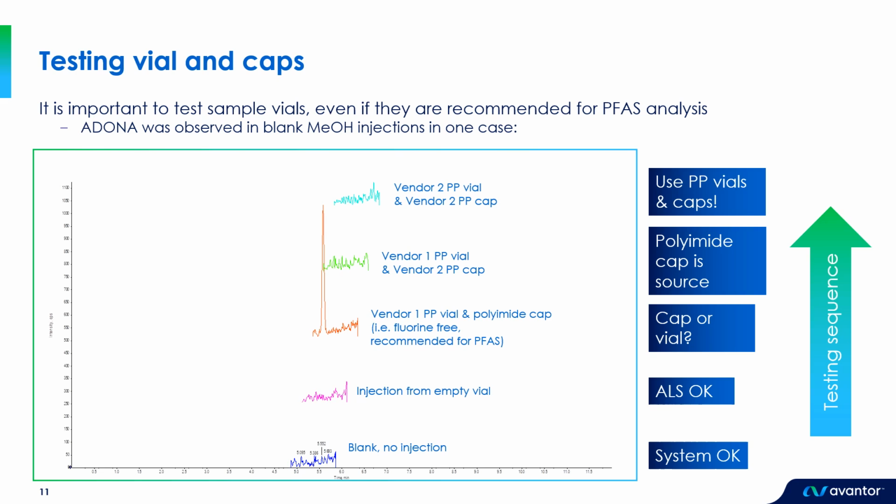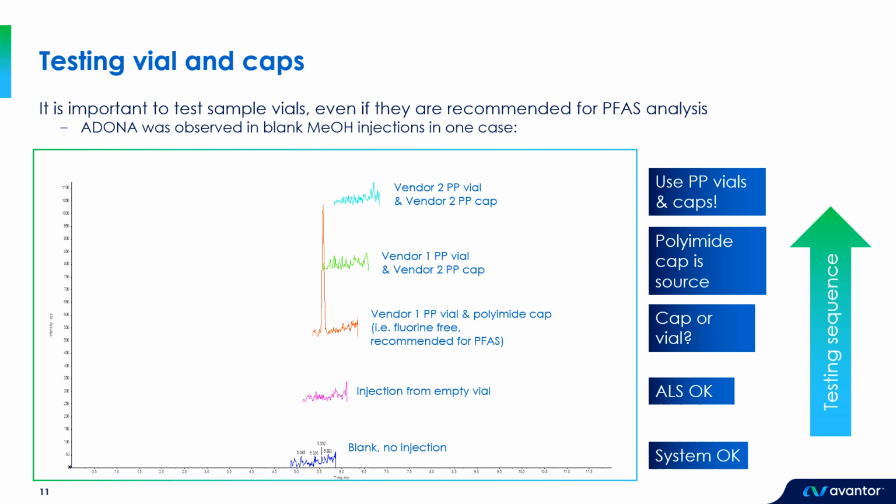In this case, we examined polypropylene sample vials with a polyimide cap, which were recommended for PFAS analysis. However, when we added methanol to the vial and performed an injection, we observed a significant peak corresponding to a donor. Tracking contamination in consumables requires a systematic step-by-step approach.